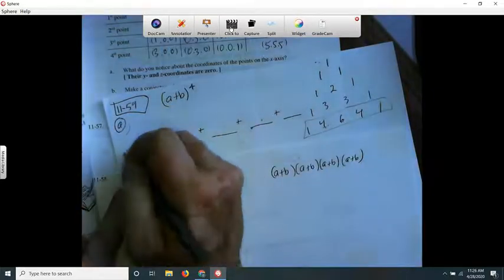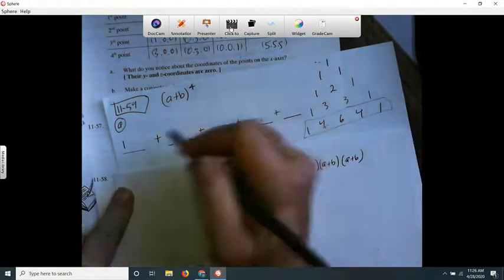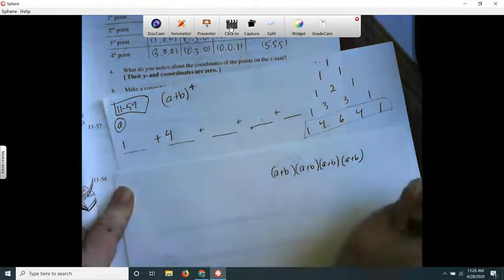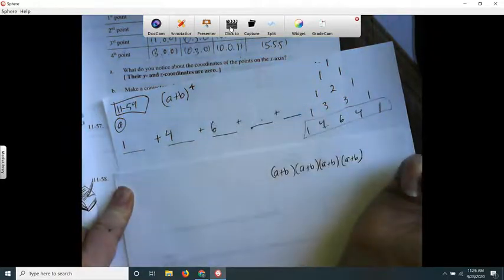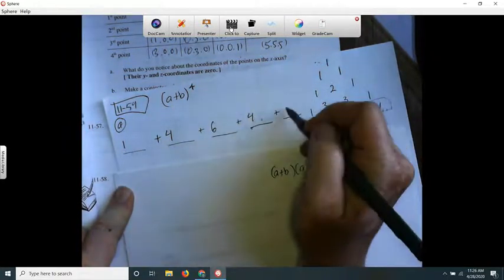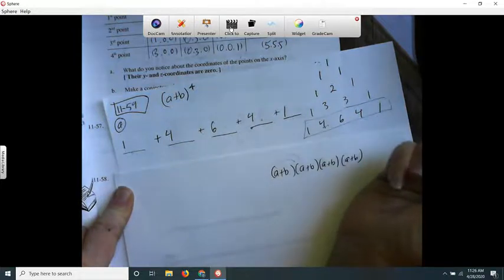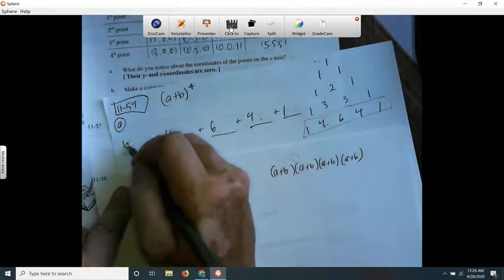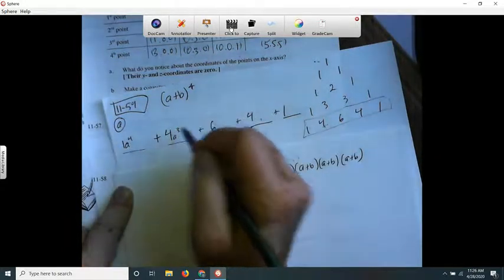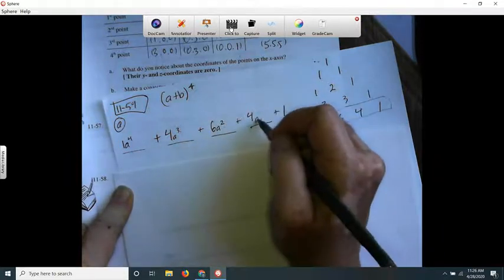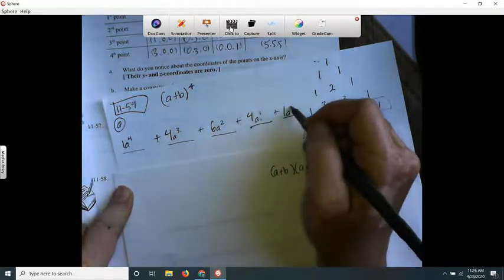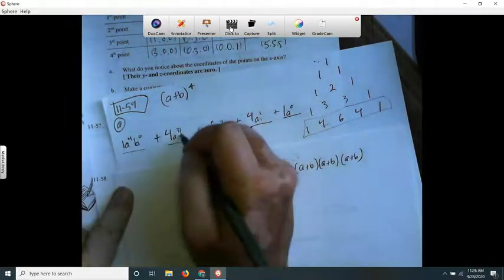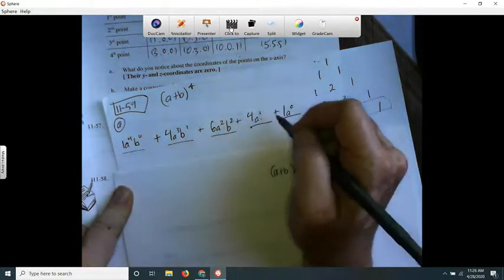So these are the coefficients. It's going to be 1 times something, there's going to be A's and B's in there, and then 4 times something that has A's and B's in it, and then 6, and then 4, and then 1. The A's are going to go in descending order: A to the fourth, A cubed, A squared, A to the 1, A to the 0, and the B's are going to go in ascending order: B to the 0, B, B squared.